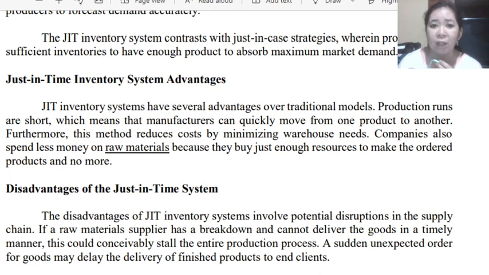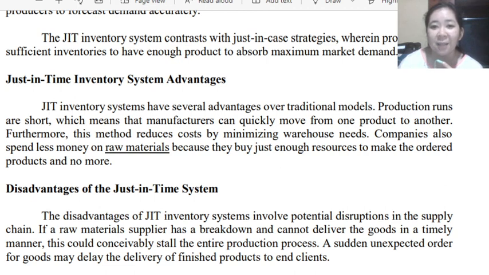The disadvantage involves the potential disruption in the supply chain. So what if there are natural calamities that hinder the delivery of the items? It would mean a delay in the production, because they have no extra raw materials stored in their warehouse to be used for production. They only rely on the just-in-time delivery. So if a raw material supplier, for example, has a breakdown and cannot deliver in a timely manner, this could conceivably stall an entire production process.